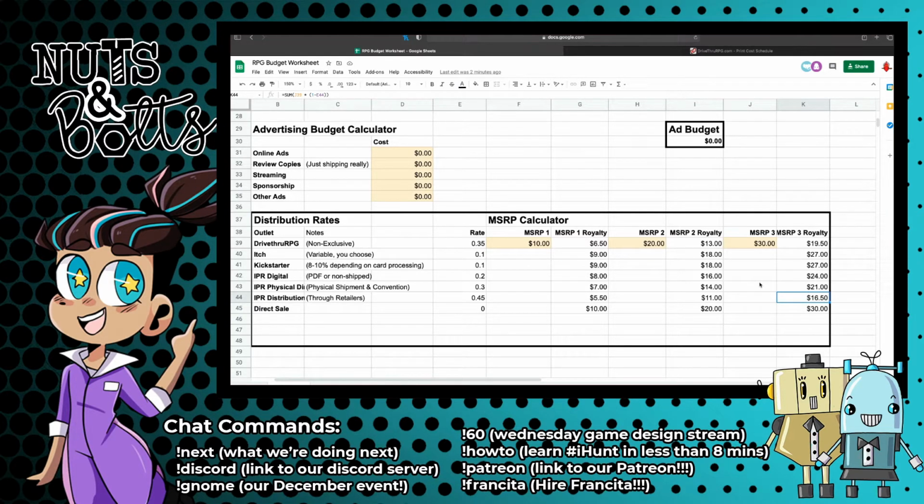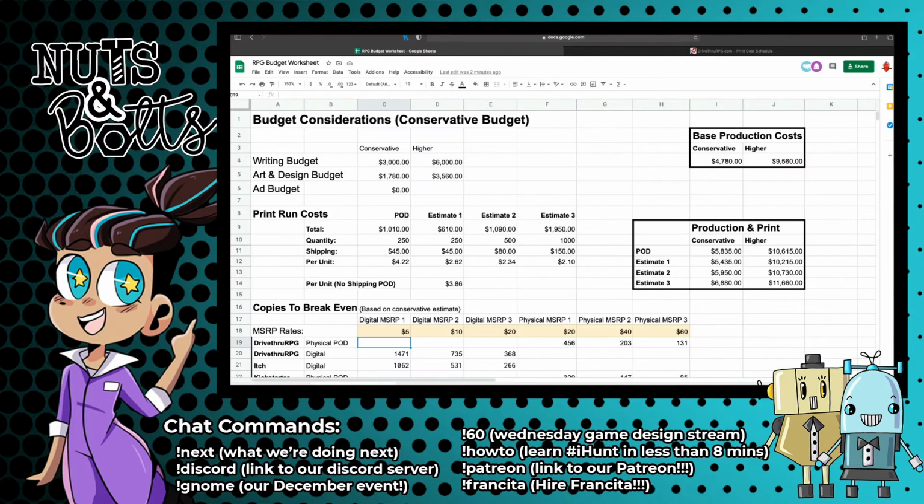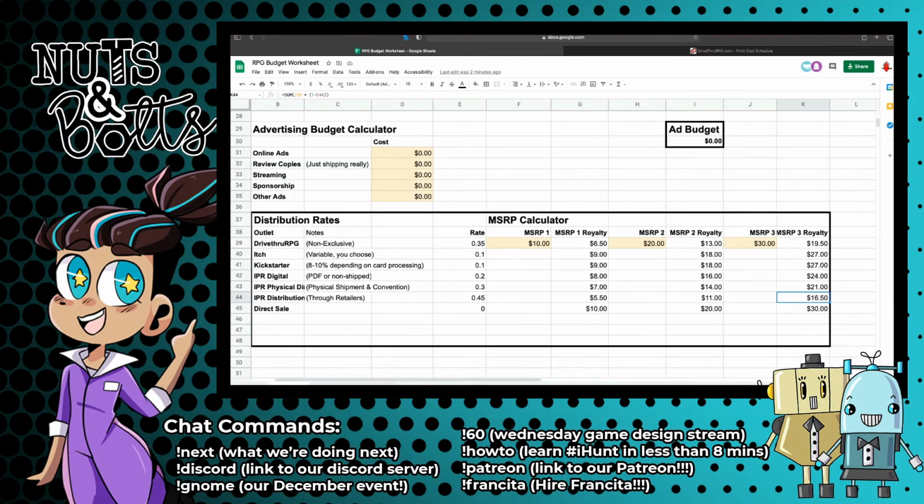Itch is digital only. We sell physical through Itch, but it's through consignment, basically. There's a separate button that you have to use to do physical, and we sell them that way. We actually handle it. So yeah, that's the Itch thing. Now let's look at the budget sheets for a second. So we have our budgets here.